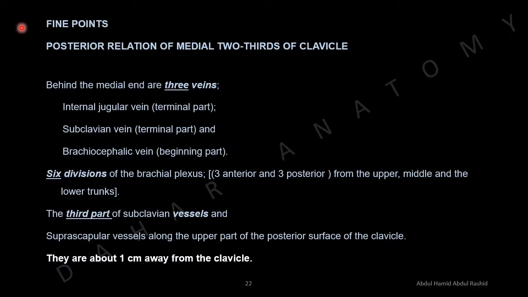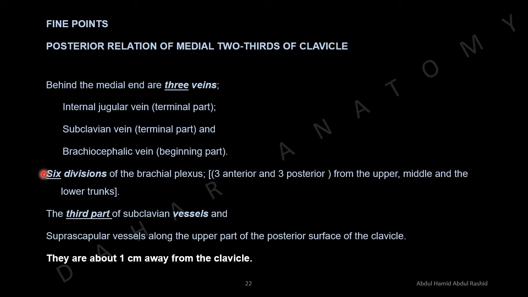Fine points. Posterior relation of the medial 2/3 of the clavicle. That is, structures located behind the medial 2/3 of the clavicle. Behind the medial 2/3 or medial end are three veins: the internal jugular vein, that is the terminal part, the subclavian vein, terminal part, and the brachiocephalic vein, the beginning part.